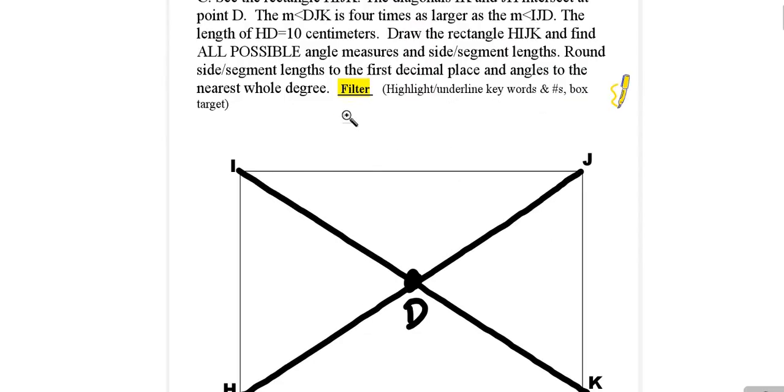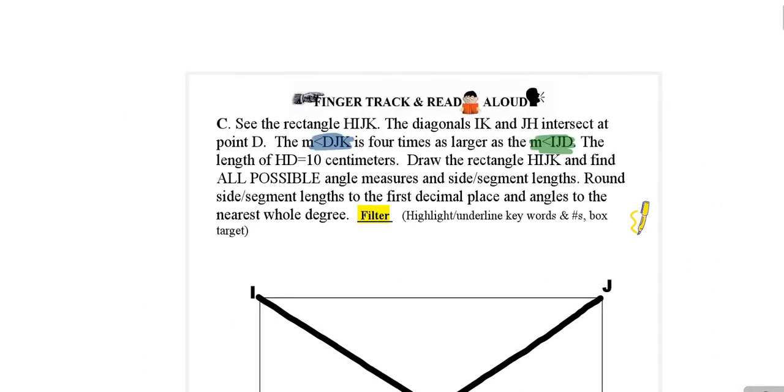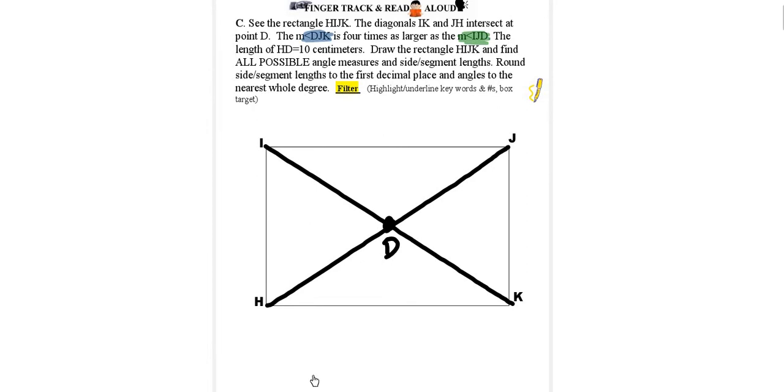Then it says, very importantly, DJK is 4 times as large as IJD. It's very important that you trace those very accurately. If you get those in the wrong place, it kind of messes everything up. So DJK, trace and sweep. DJK, trace and sweep. And IJD, trace and sweep. And it says right here it's 4 times as large. So we have a 4x and an x relationship. Keep that in mind. Because it's the word rectangle, of course, you have a right angle.